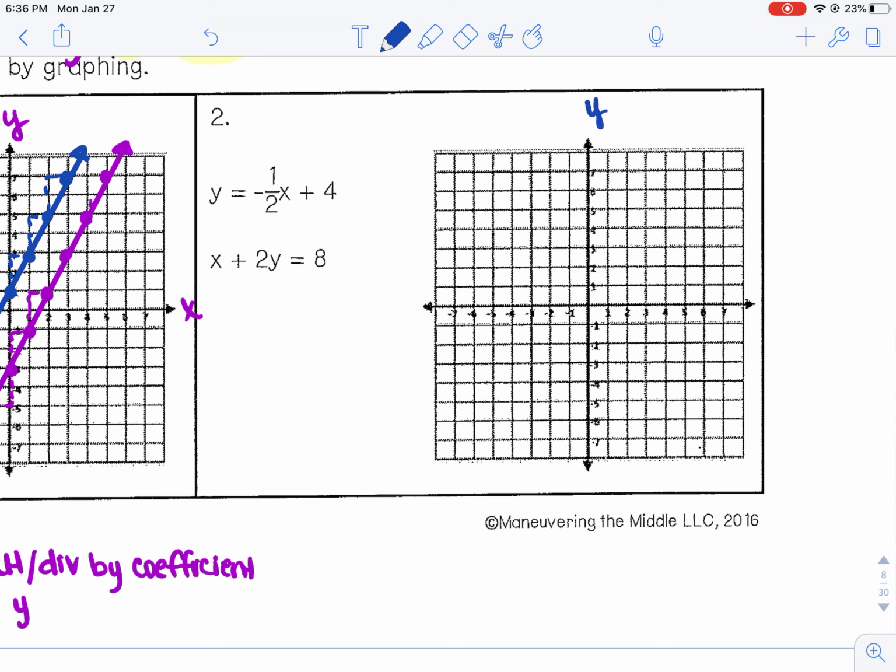Okay, I'm going to label my axes again. All right, so the first one's pretty easy. It's already in slope-intercept form. I'm going to start at a positive 4 on the y-axis. My slope is -1 over 2. Remember, just move that negative sign up to the top. So my slope is a -1 over 2. That's my rise and my run. So I'll drop 1, but I'm still going to run to the right 2. Drop 1, still run to the right 2.